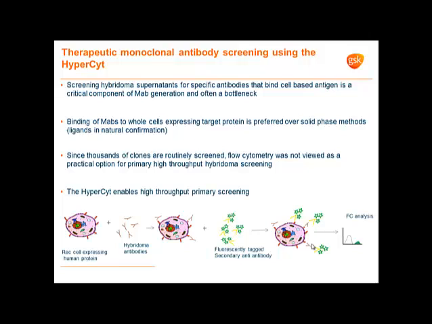Now, since thousands of clones are routinely screened, flow cytometry was not viewed as a practical option for primary high-throughput hybridoma screening, and was often just used as a secondary screening method. However, the HyperCyt now brings that monoclonal antibody screening through to a primary phase.